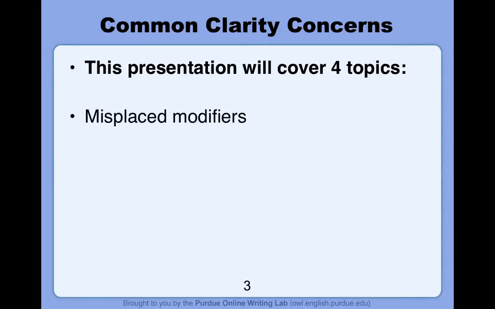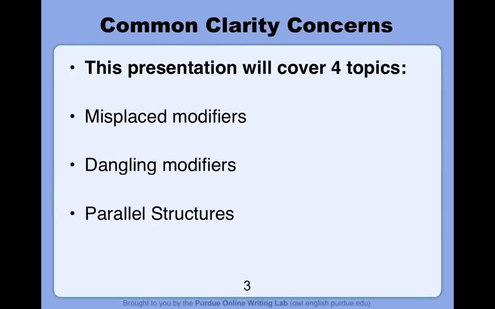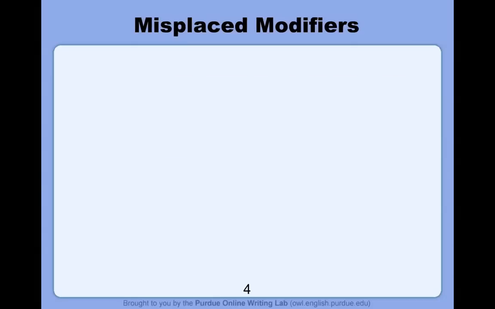Common clarity concerns. This presentation is going to cover four topics. One, misplaced modifiers. The next one is dangling modifiers. The third one is parallel structures. And the fourth one is the passive voice. So this is what we're going to cover in this lecture: misplaced modifiers, dangling modifiers, parallel structures, and the passive voice.